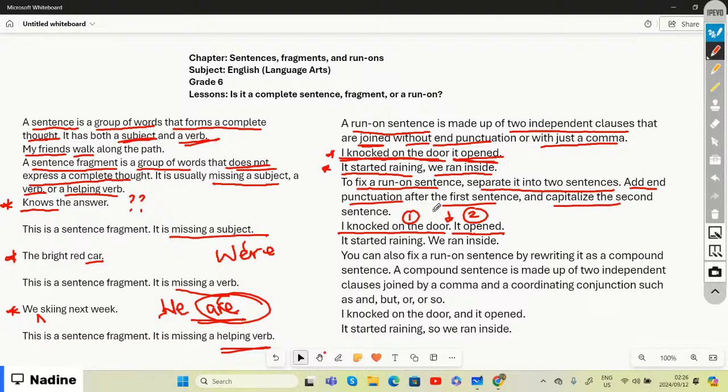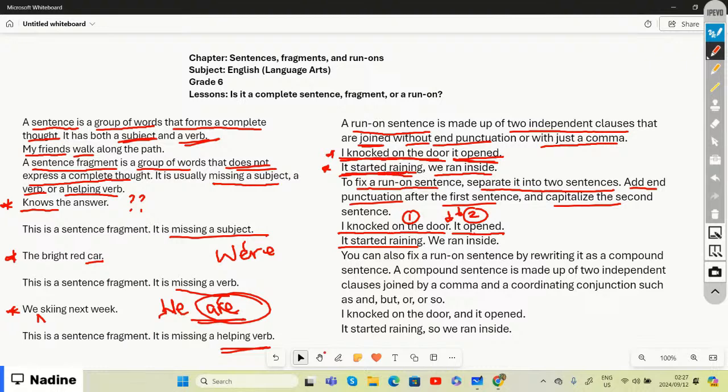And we capitalize the second one, which is "it." Capital letter I for it. Right? If we fix this run-on sentence with a comma, then we're going to separate it into two sentences by saying, "It started raining." Here we have a capital letter for the start of our sentence. "It started raining," period. So we remove the comma, we put a period after that first sentence.